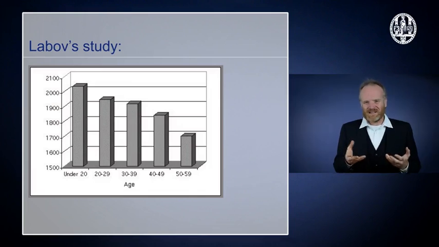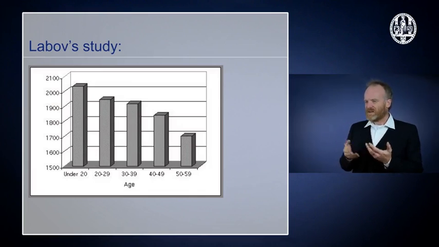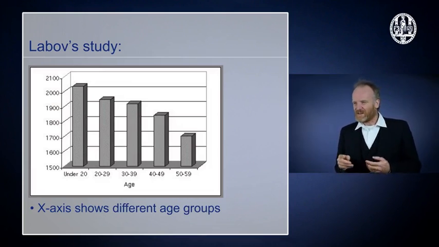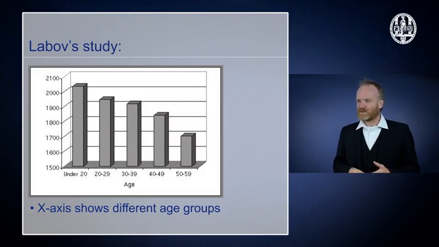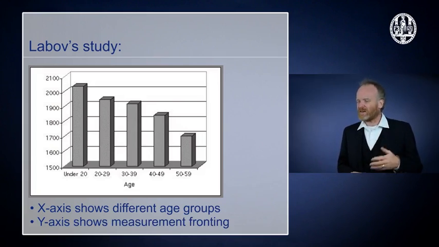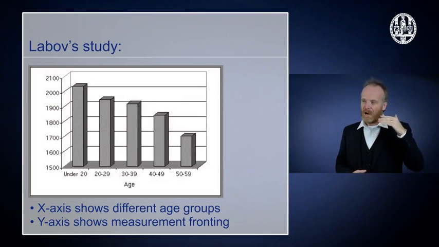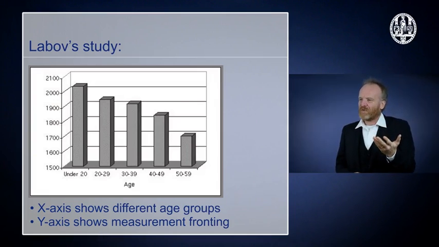The first graph is actually a very simple one. You see it here, it's basically just a straight line. On the x-axis you see different age groups. So you see the people under 20, between 20 and 29, etc. And then the oldest group in this particular case are people between 50 and 59. On the y-axis you see some measure, it doesn't really matter what it is exactly, but it's some measure for how far in the front the vowel ow is pronounced. So the higher the bar, the more to the front of the mouth.